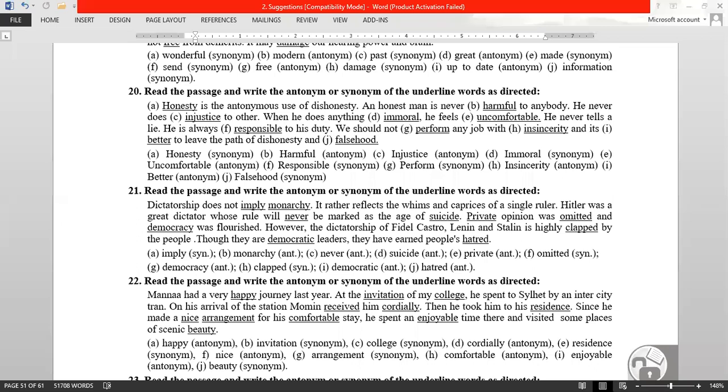Okay, sir. Yes, sir. Democratic, antonym, autocratic. Undemocratic is also okay. You can use that one. No problem. Undemocratic or autocratic.